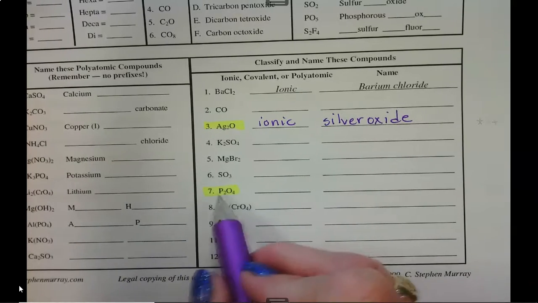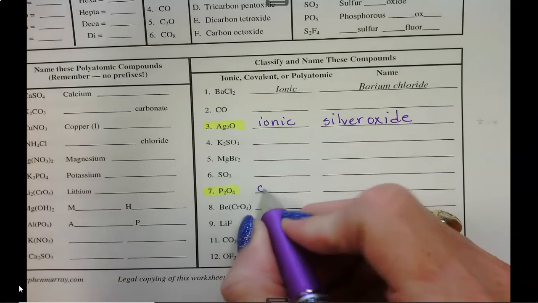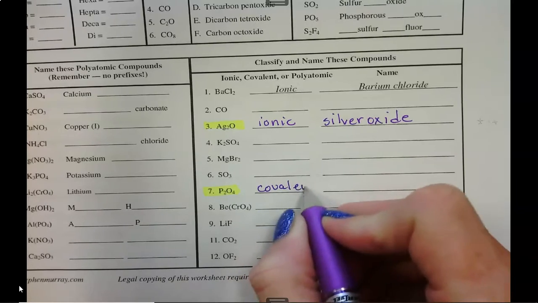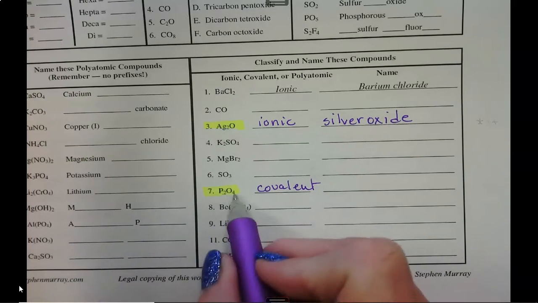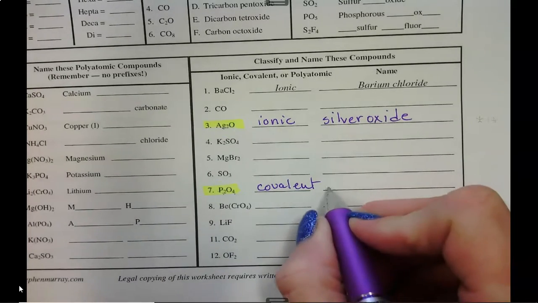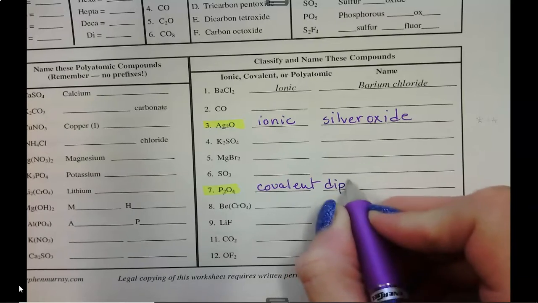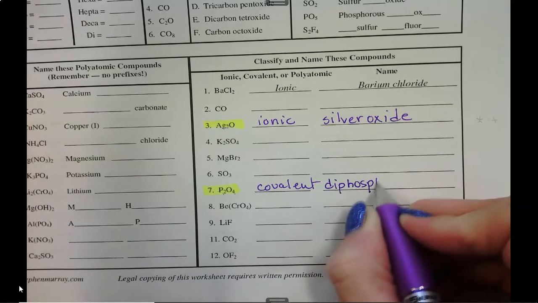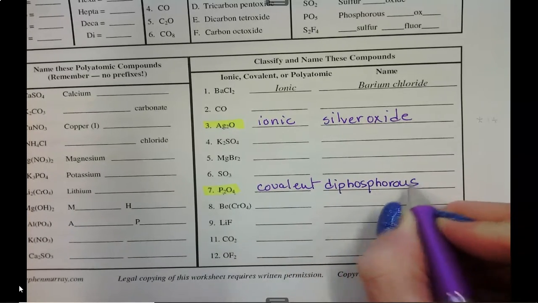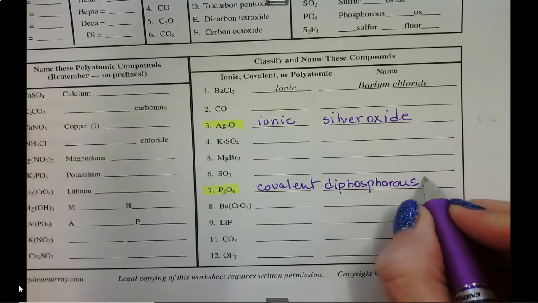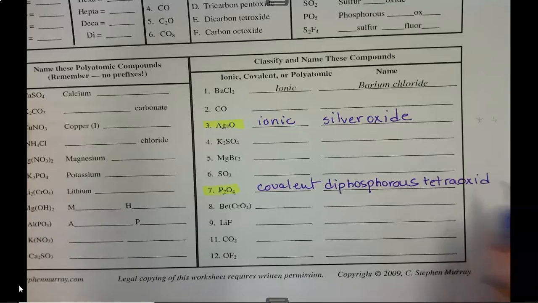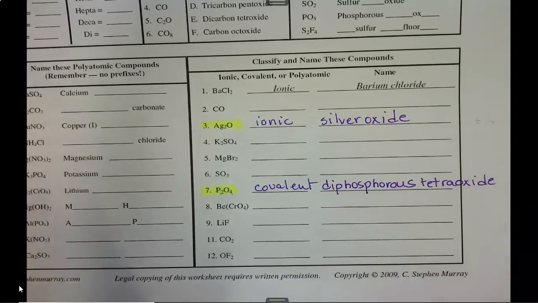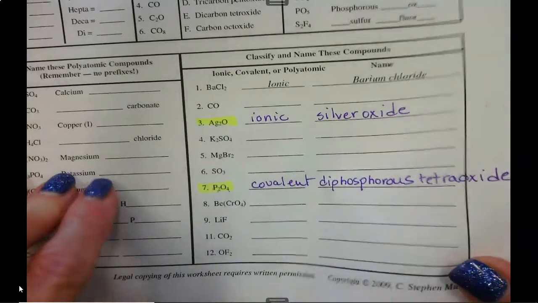Okay, phosphorus, that's a nonmetal. Oxygen's a nonmetal. Two nonmetals bonded together is a covalent compound. So we get to name it using the cool naming rules, where we just have to use the prefixes to indicate the number of atoms. So there's 2 phosphorus, so that's going to be diphosphorus. And there's 4 oxygens, so it's tetraoxide.